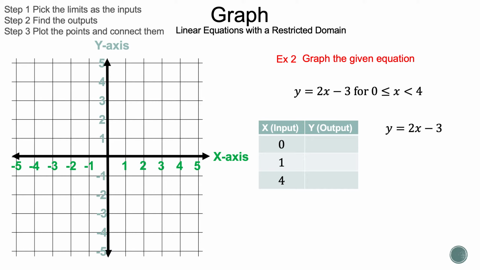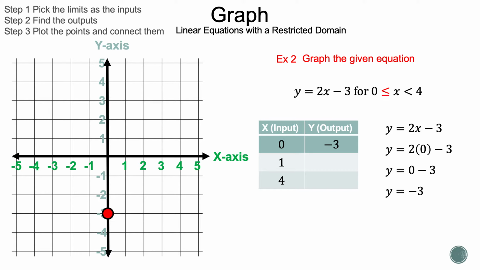Let's rewrite the equation. y is equal to 2x minus 3. Let's substitute the first value of x, and that is 0. So now we have 2 times 0 minus 3, and 2 times 0 is 0. Now we have 0 minus 3, and that gives us negative 3. Put that value into the table. We now have the point (0, -3). Let's go ahead and plot that point.